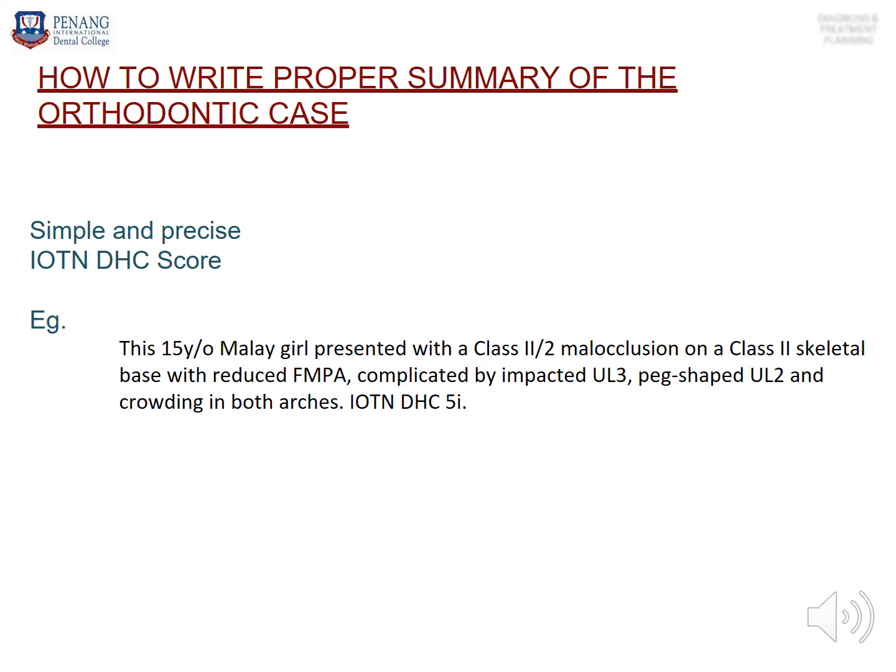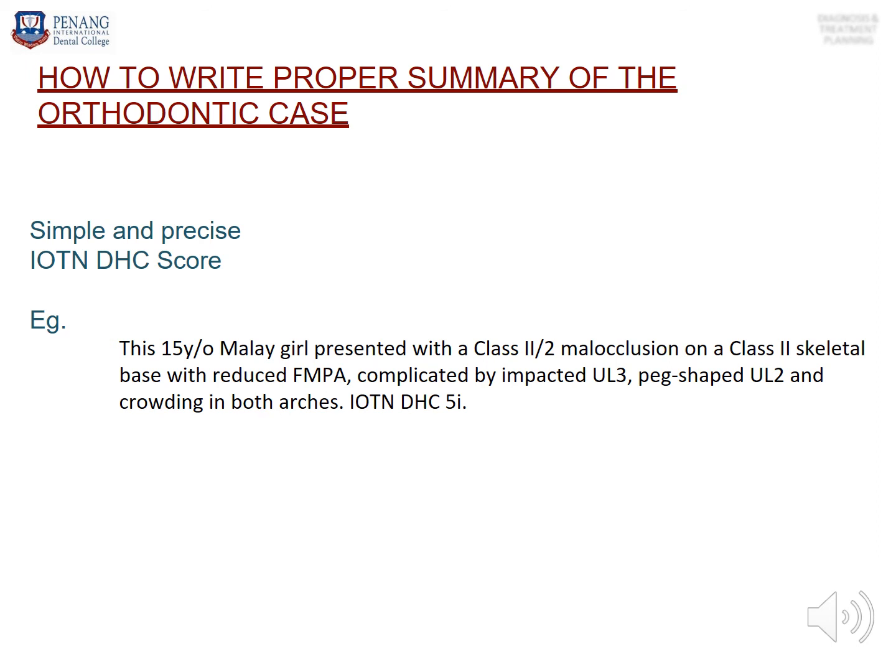So this is the example of a summary of orthodontic cases. You need to write down the patient age, race and gender, and then you also need to write down what is the incisor malocclusion, the skeletal pattern, sagittally, vertically, and transversely. And then you need to highlight any problem intraorally.